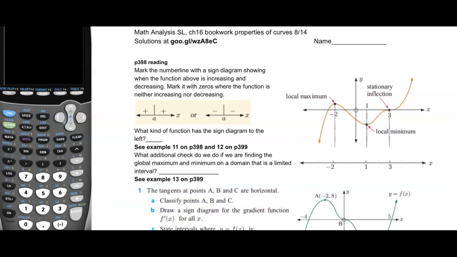Page 8 of Properties of Curves. Let's see, mark this number line with a sign diagram showing when this function is increasing and decreasing. Okay, so first of all, I'm going to use a highlighter and mark when this red curve is increasing with green. And actually, there's one more part that's increasing right there, right?